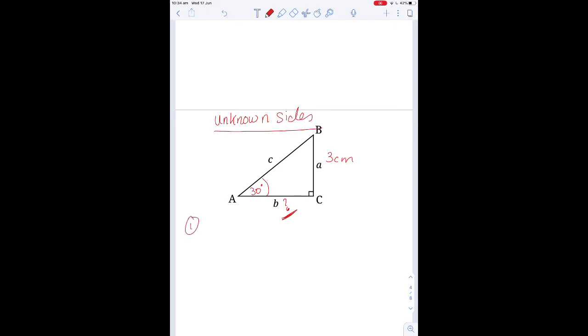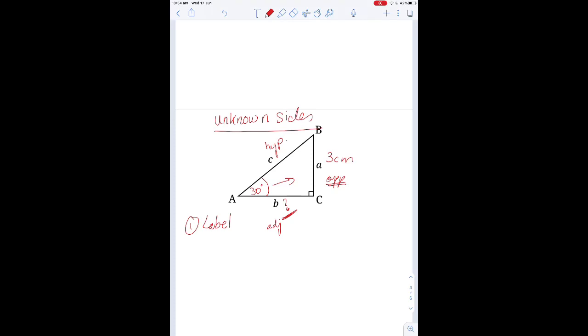First of all, as we always do, we're going to label. So let's label according to theta. This is my opposite. This is my adjacent because it's next to theta. And this is my hypotenuse. You can always label hypotenuse and opposite, and the leftover side is your adjacent.